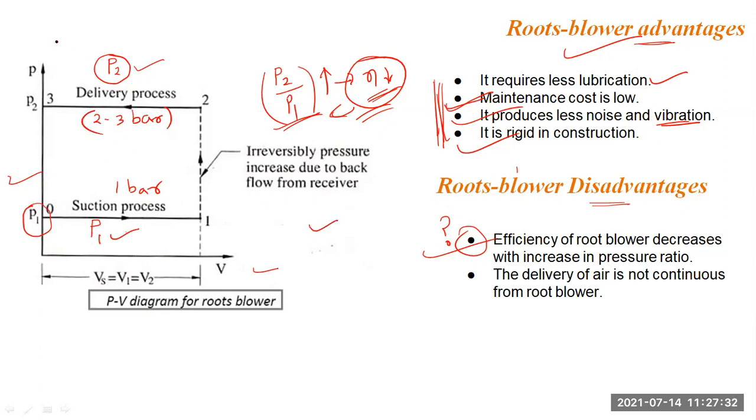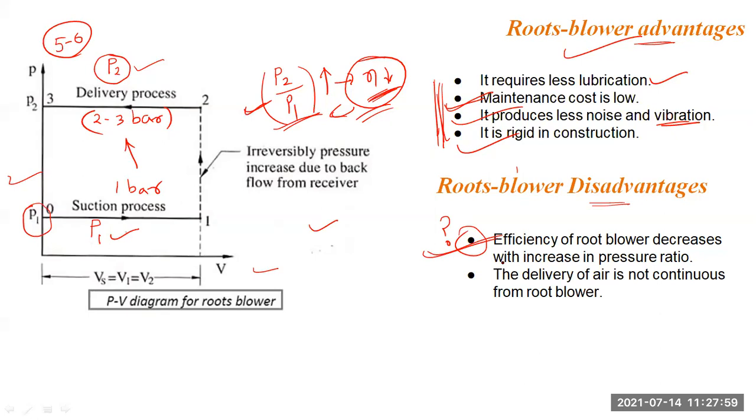If you want an outlet pressure of some 5 to 6 bar, this means the pressure ratio will increase. Then in that case, the efficiency of the root blower will gradually decrease. Okay, so only a very small pressure increment will be there, so it will be useful for low pressure applications. That's what I have written in the first one. When we do the derivation of this efficiency, you will get to know about this.